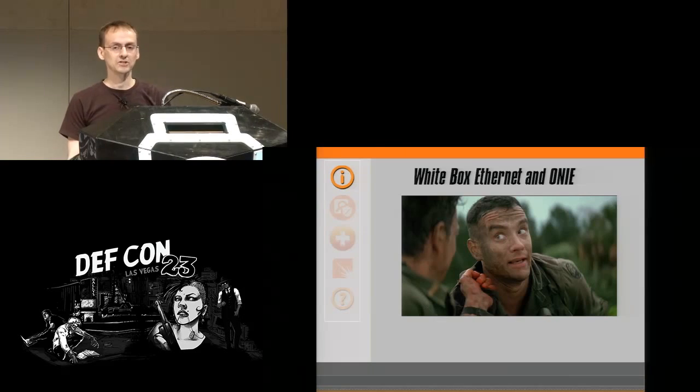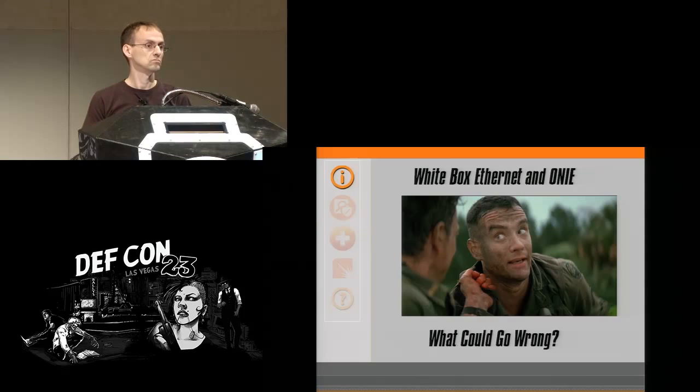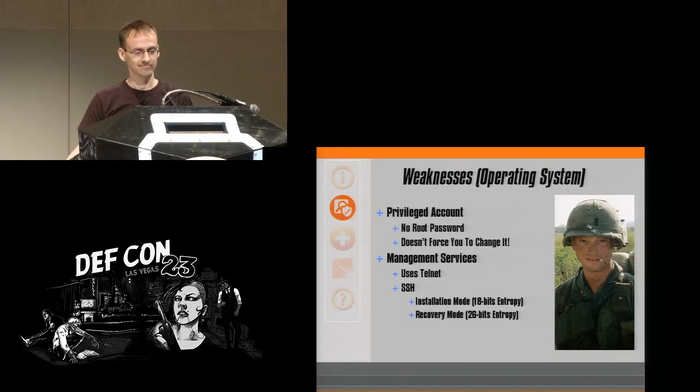So white box Ethernet, the blank slate, and ONIE, the network bootloader. What could go wrong? There are a number of weaknesses in the operating system. ONIE itself actually is Linux-based. The privileged account, root, has no password, and ONIE does not force you to change the password, so it's likely to remain stale. Management services: well, it uses Telnet, insecure by design, ultimately weak. SSH is weak too. Installation mode, the key is only 18 bits of entropy there. Recovery mode, 26 bits of entropy.